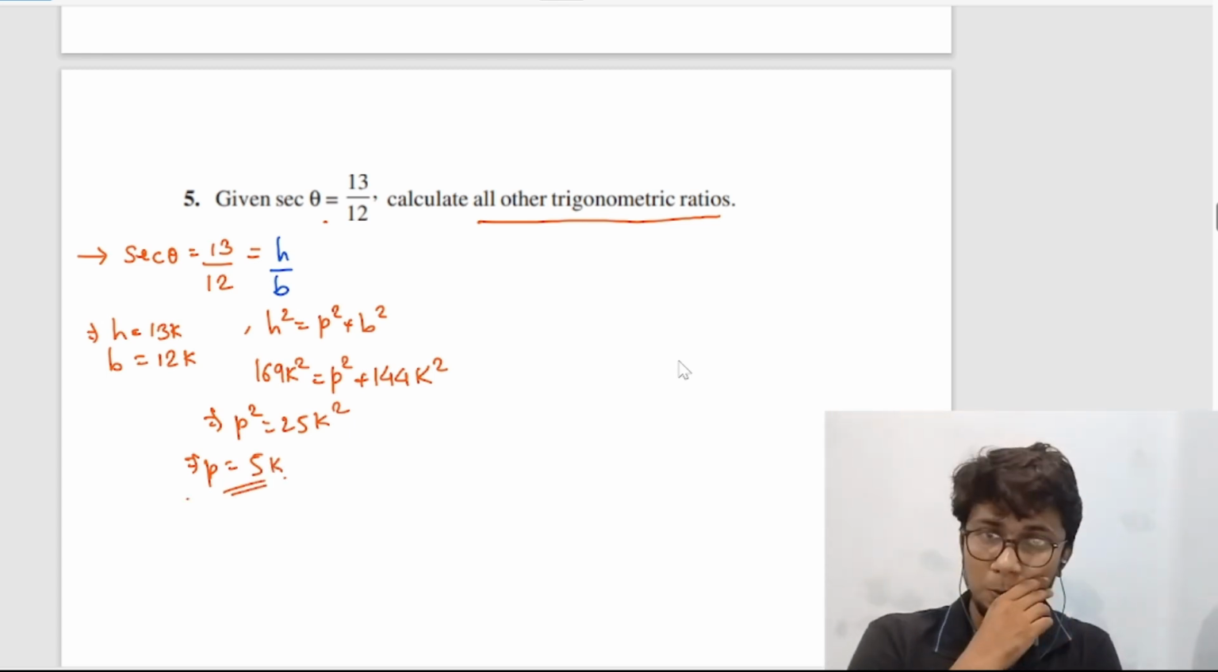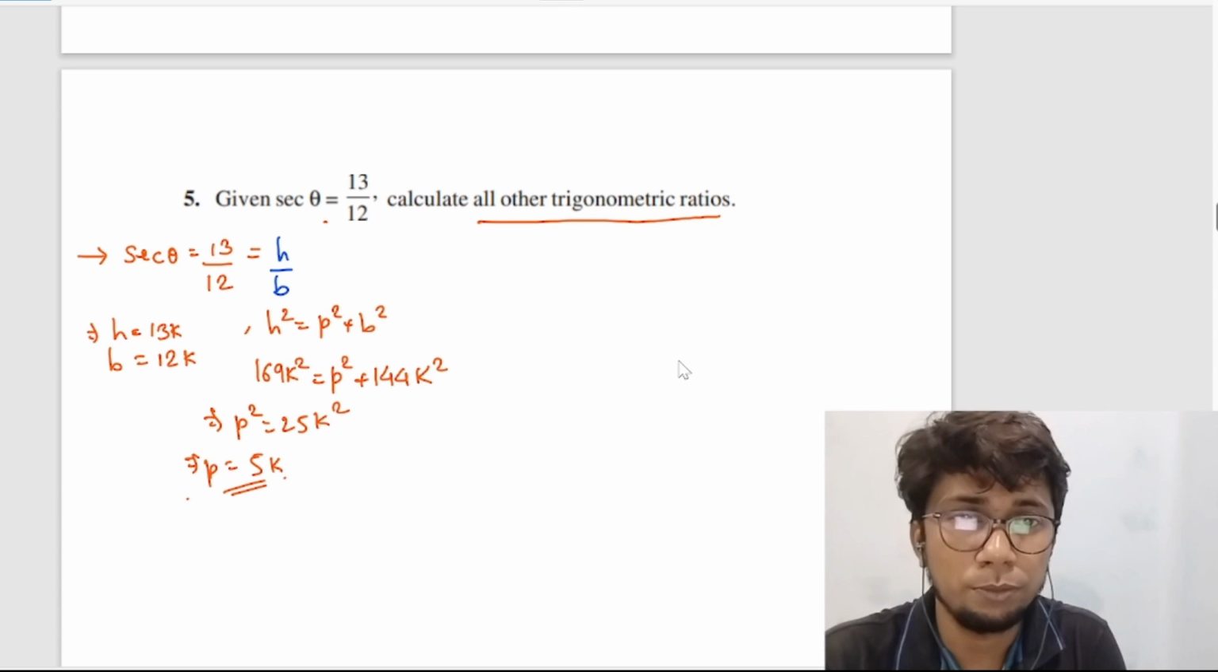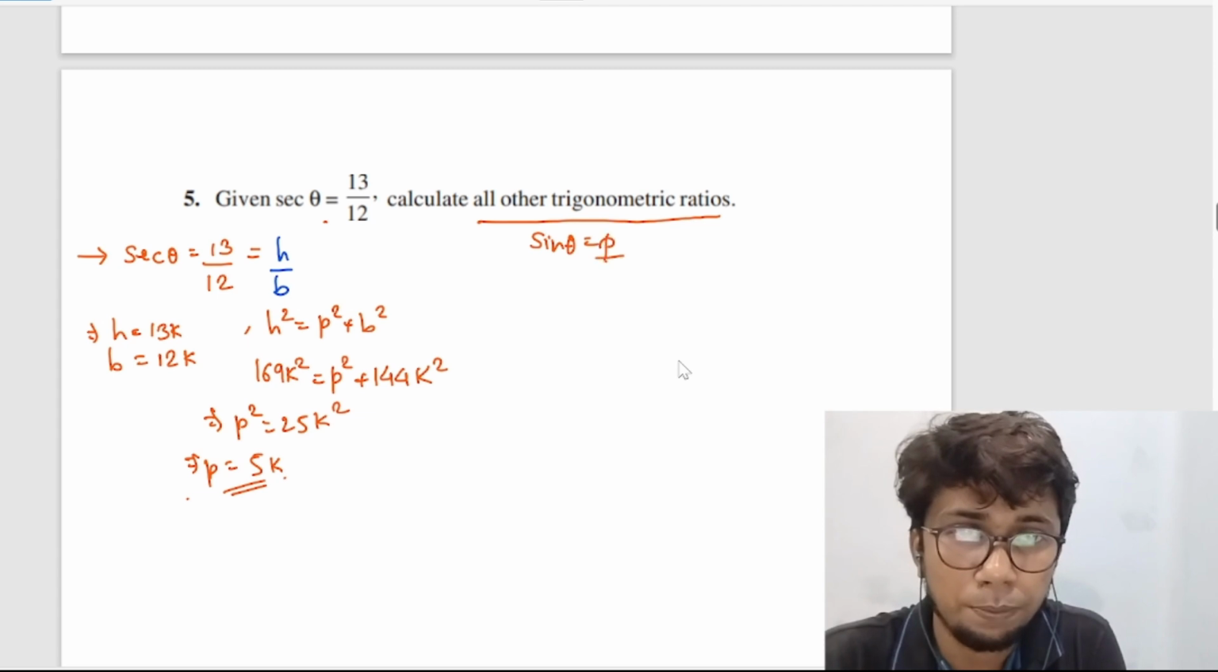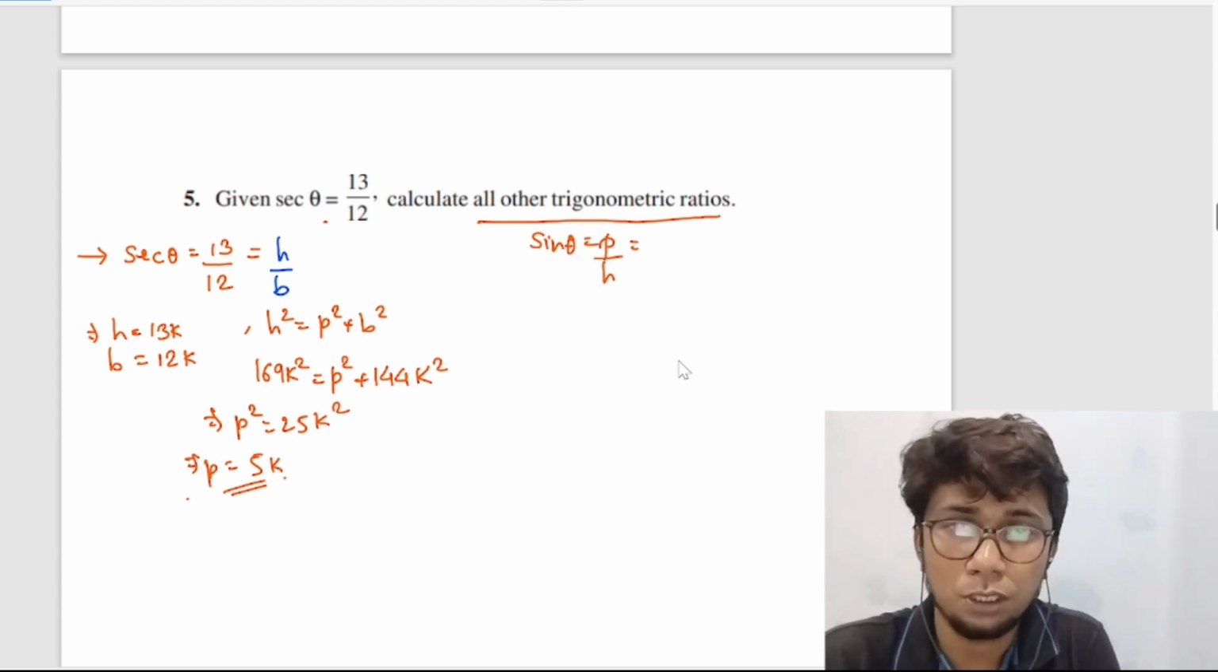Alright, now we have to calculate all other trigonometric ratios. So let's start with sine theta. Sine theta is what? Perpendicular upon hypotenuse. What is perpendicular? 5k.